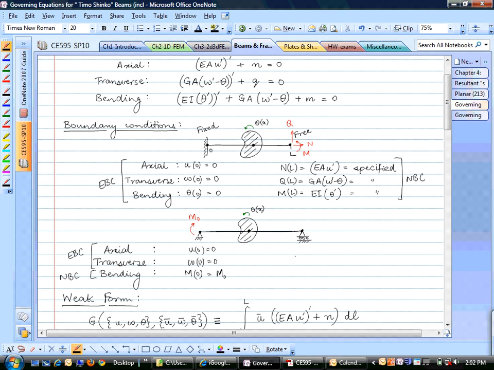So similarly, for the right hand side, what do we have? For the axial, we need to specify the axial force. It may or may not be 0, right? So we could have N at L equal to N_L. And how about vertical? That transverse deformation would be 0. And the rotation would be the same condition as at the 0 end.